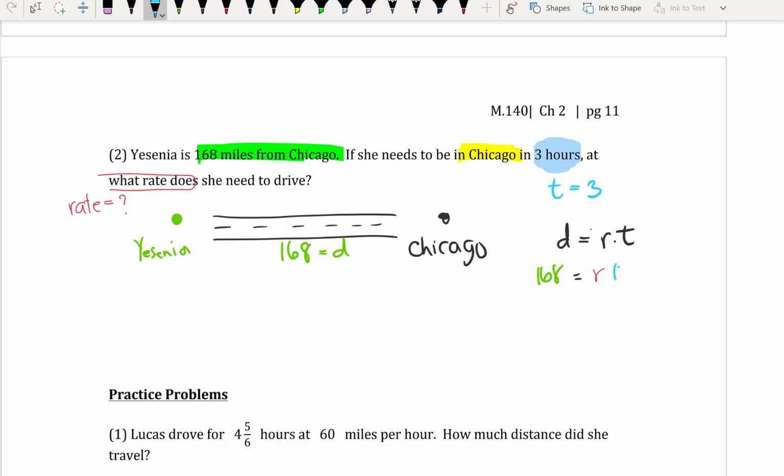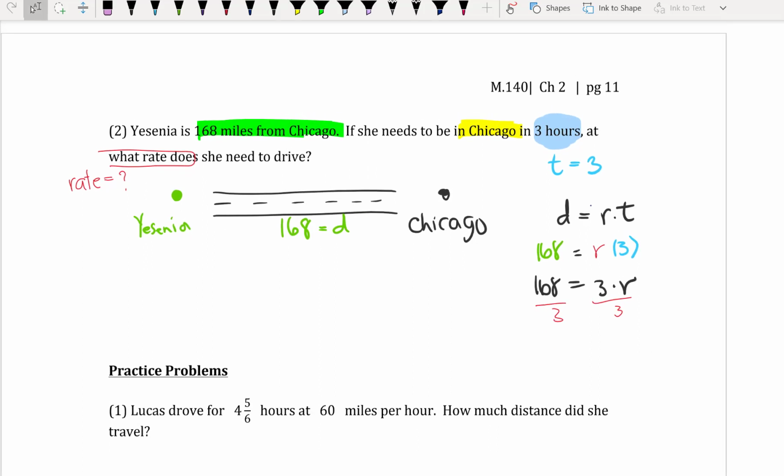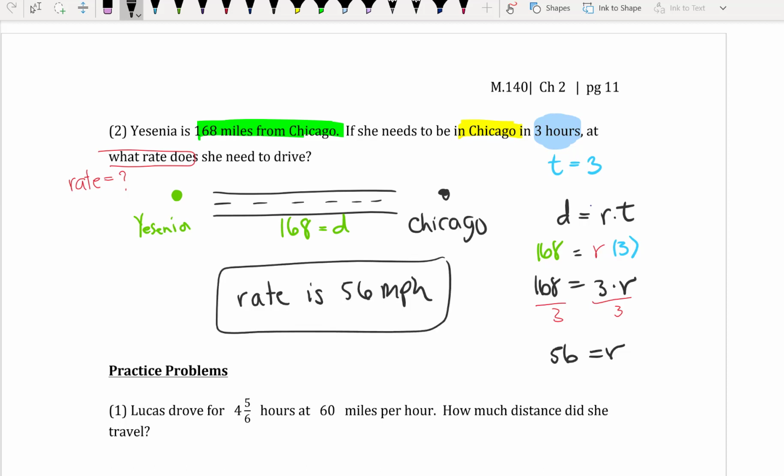And the t that you're plugging in is 3 for time. So you really have 168 is equal to 3 times your r. And to get the r by itself, divide by 3 on both sides. So that 168 divided by 3 is going to give you 56. So your rate is 56 miles per hour. So that is how fast you're going to be driving.